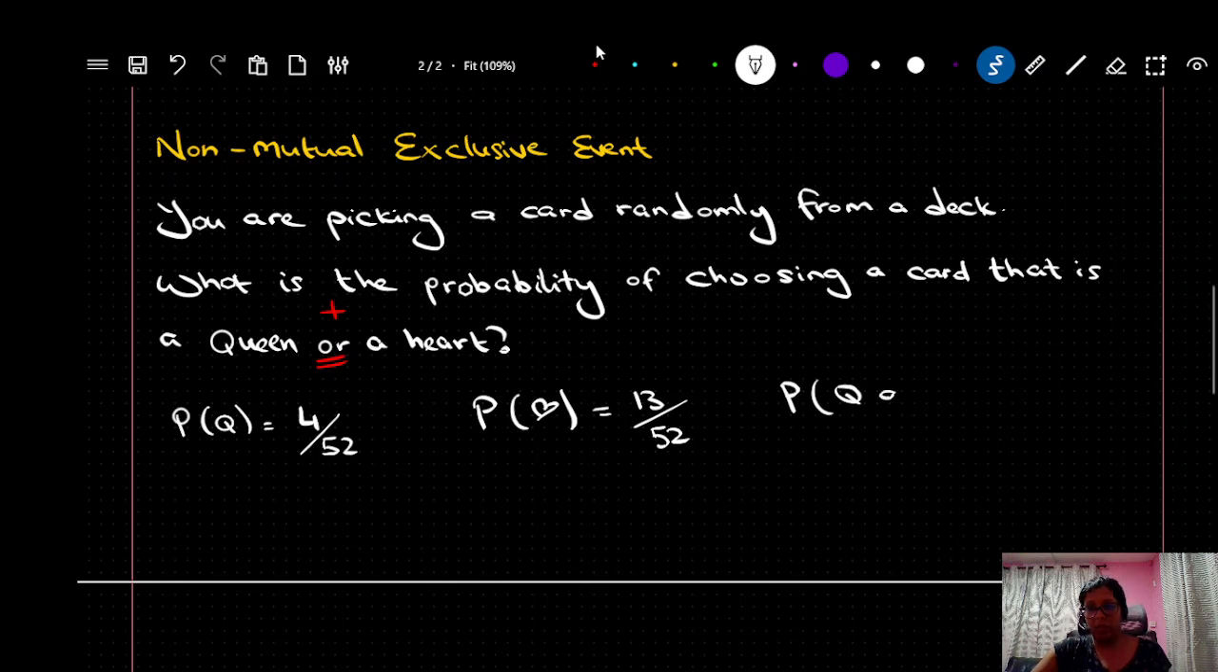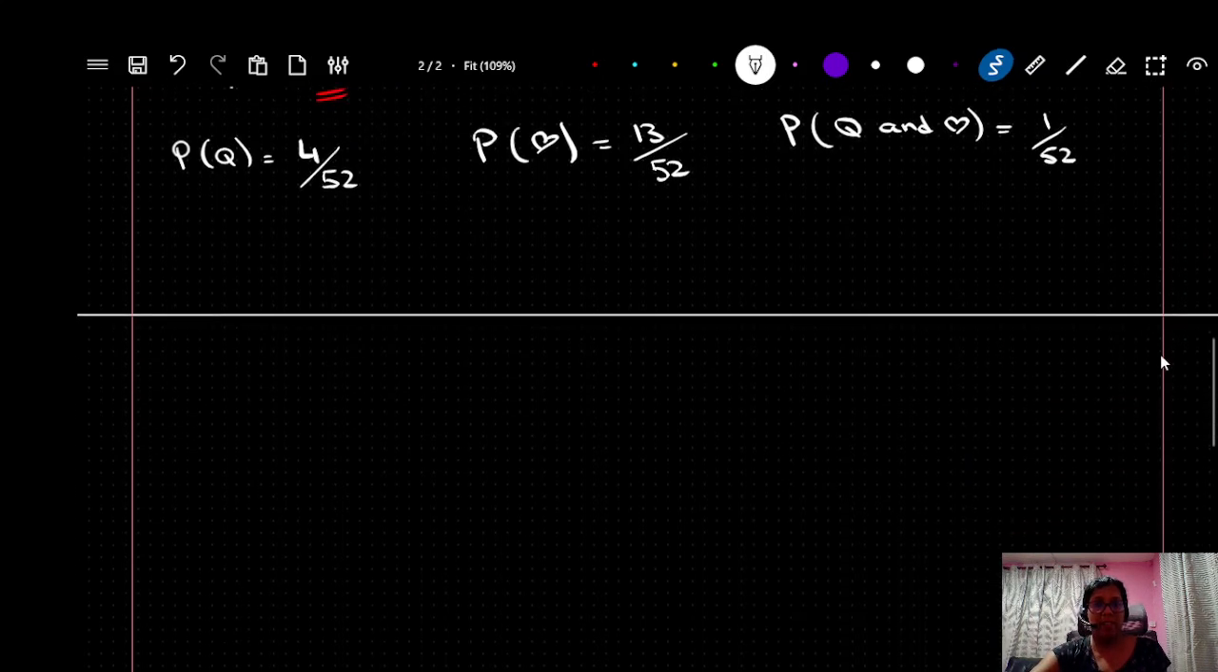And now, what is the probability of having a queen and a heart? It's only one, right? Because in a deck of cards, there is only one queen with a heart sign. It's only one card having this. So 1 over 52. So now, in terms of these questions, let's see how we are going to calculate and find this probability of having a queen or a heart.